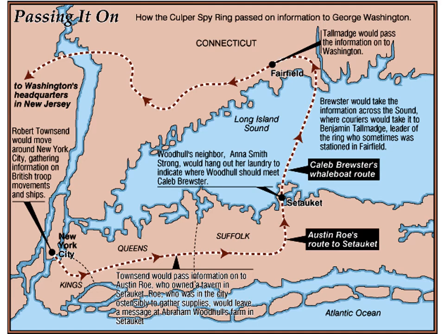As you see there, Anna Smith Strong was a neighbor of Woodhull, also known as Samuel Culper. She would hang her wash up to indicate where Woodhull should meet Caleb Brewster for this secret exchange of information.